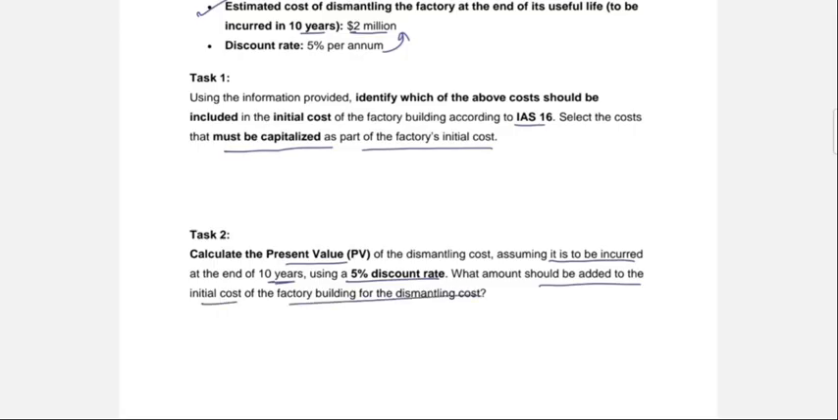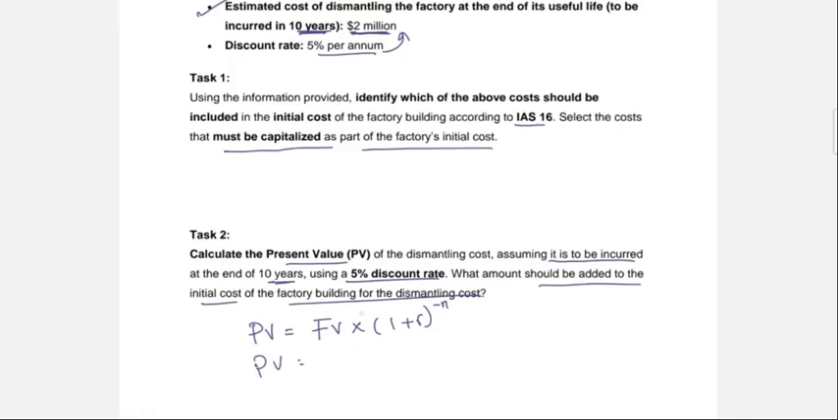So, what is the future value? 2 million. Discount rate is 5%. How much is the time? 10 years. And I've already told you how to calculate the present value. It is going to be equal to the future value multiplied by (1 plus r), where r is the discount rate, raised to the power of minus n. This n is going to be the number of years.